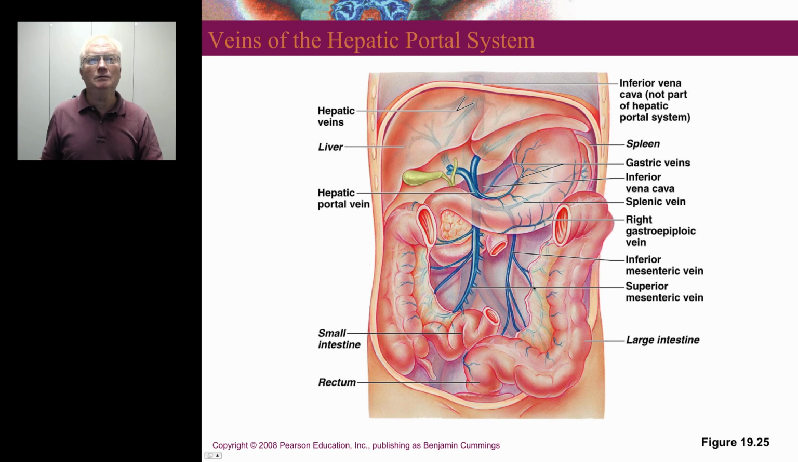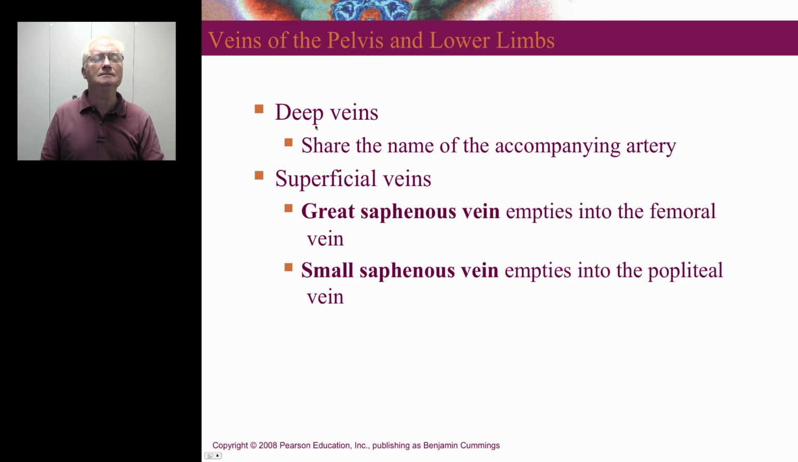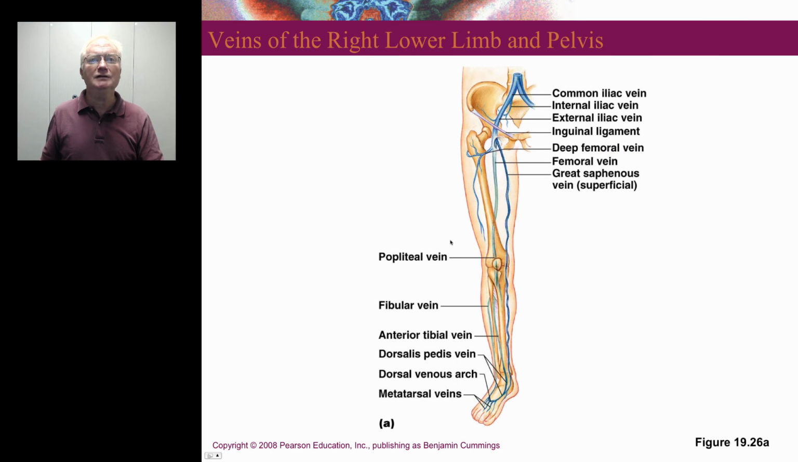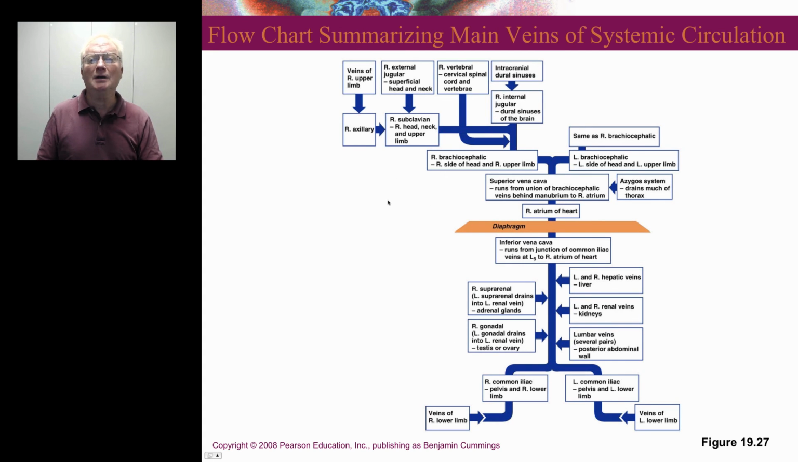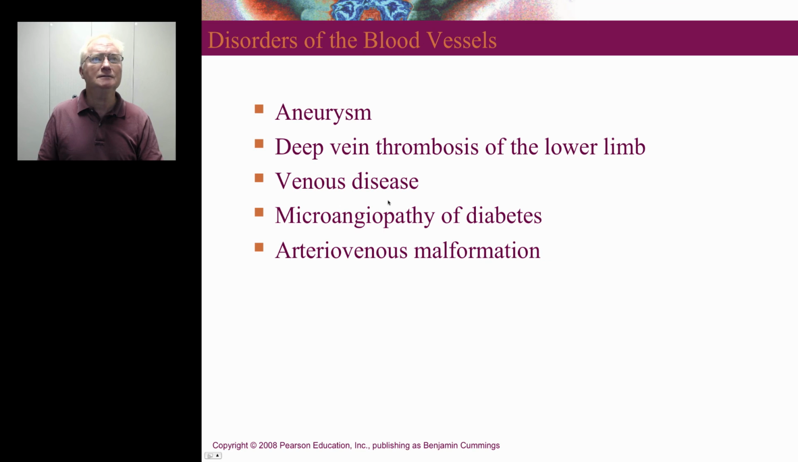Here's that system, blood vessels running to the intestine, from the intestine to the liver, and then from the liver back up to the heart. Deep veins of the pelvis and lower limbs share the names with the arteries. The great saphenous vein, small saphenous vein are here. Femoral vein, popliteal vein, fibular vein, tibial, and so forth. All things that you should already be familiar with. Okay, and here's a summary diagram of the veins.